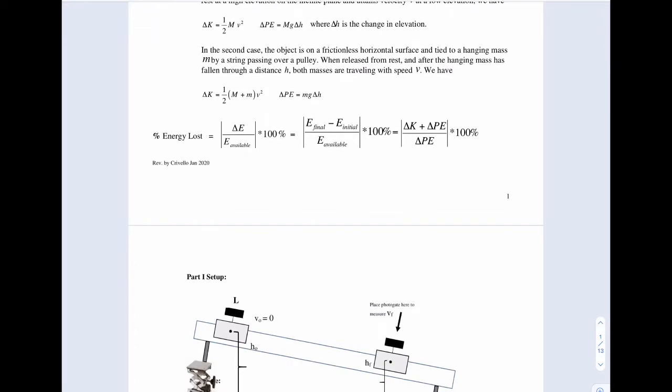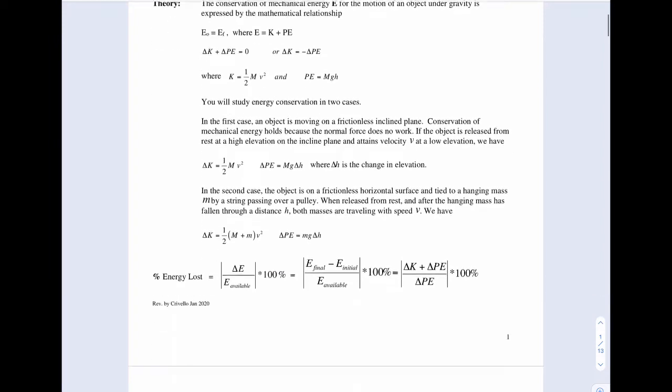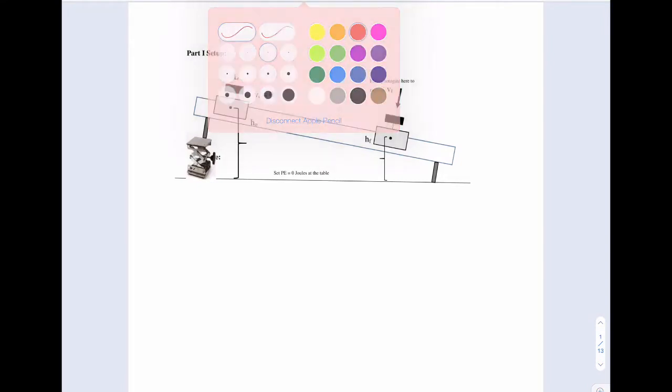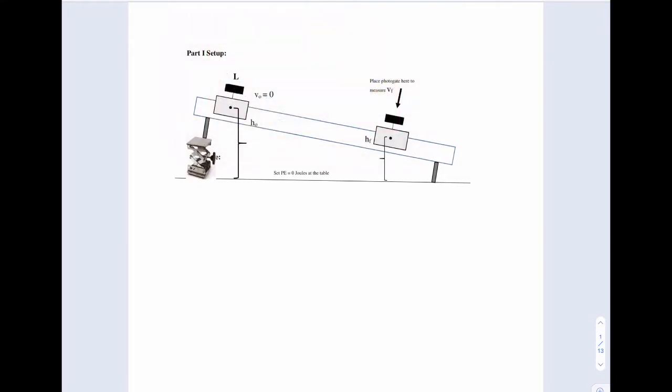I've already posted the lecture notes for the concepts of conservation of energy. The basic concept for part one is you're going to have a glider. There's your glider, and someone's going to be holding onto this up here, and we're going to set the potential energy to be zero at the table. So this is your air track.